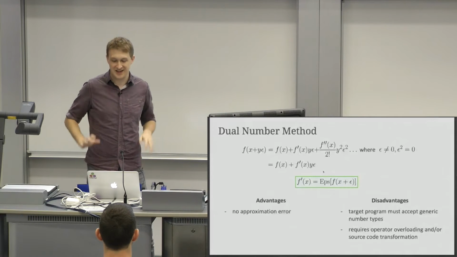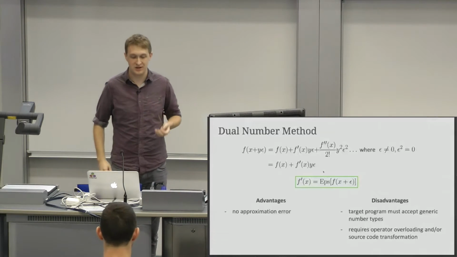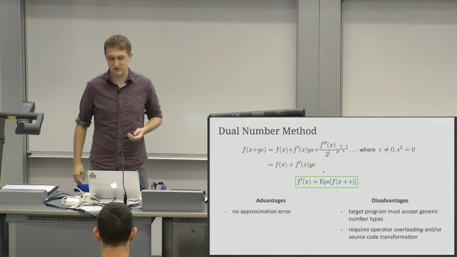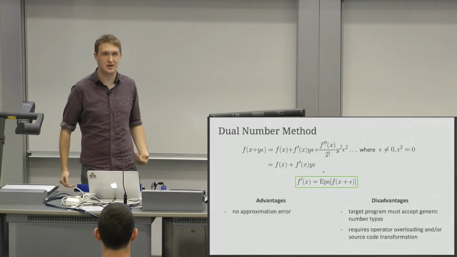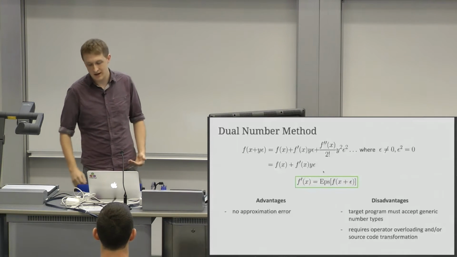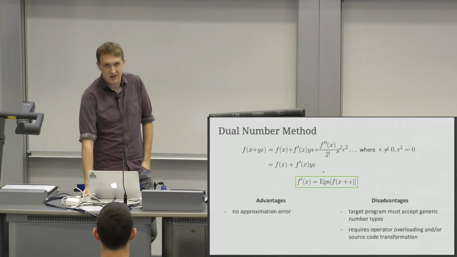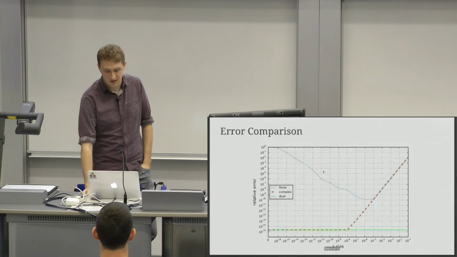But it can be difficult to implement in some languages performantly because your code has to accept generic number types, and a lot of times that can be slow in some languages. And like the complex step method, it requires operator overloading and/or source code transformation.